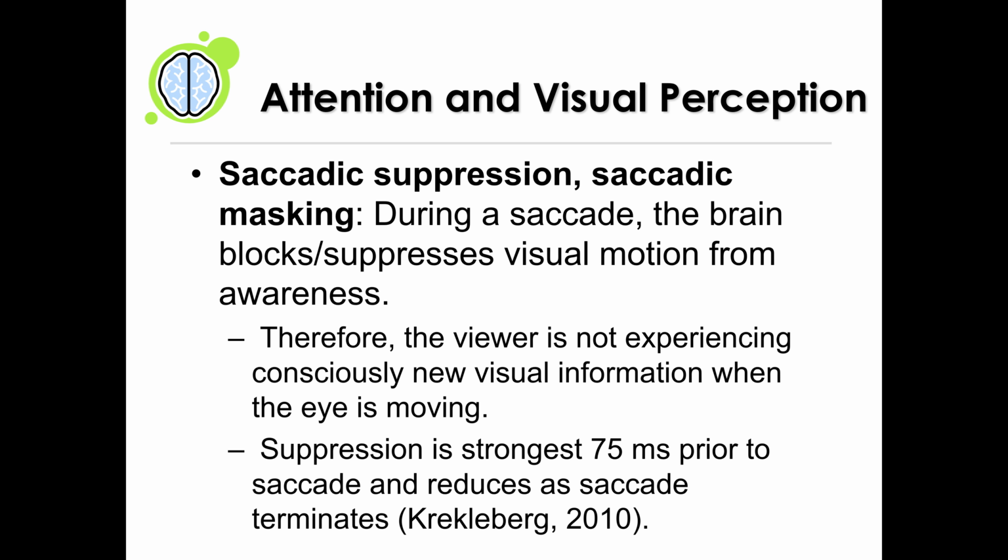Okay? Now the interesting thing is that this suppression is strongest at about 75 milliseconds prior to a saccade. So our brain obviously is controlling when our eyes move, and the brain knows before the eyes are going to move, because the brain is controlling the eye movements, and you're controlling the brain, or the brain is controlling you, whichever one you want to think about it. This is a philosophy class. But nonetheless, it happens typically around 75 milliseconds prior to the beginning of a saccade. And then this suppression starts to reduce as the saccade terminates. Okay? So that's saccadic suppression, saccadic masking.